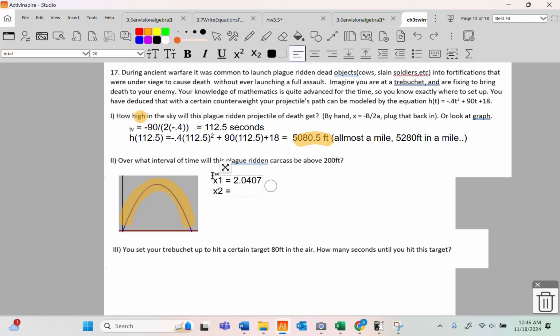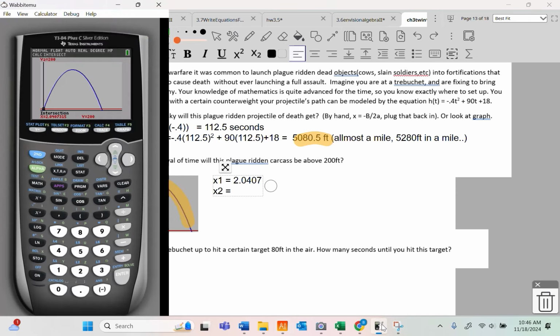Let's find the other boundary. 2.0407. So second trace 5 again. It ain't hard. Scroll on over till you get close, then press enter 3 times. Once, twice, thrice. 222.9593.